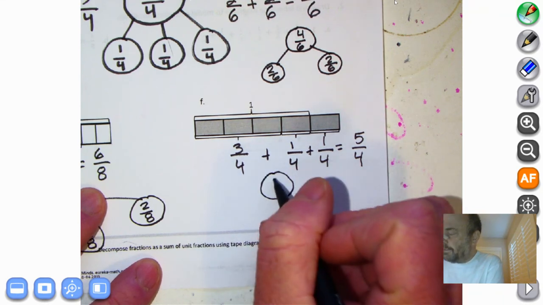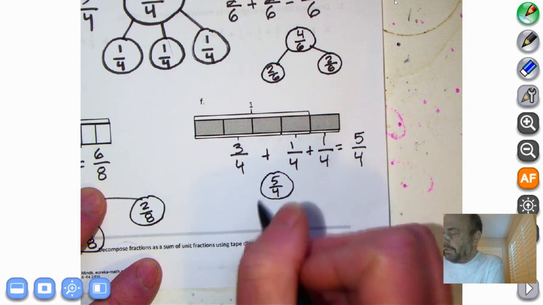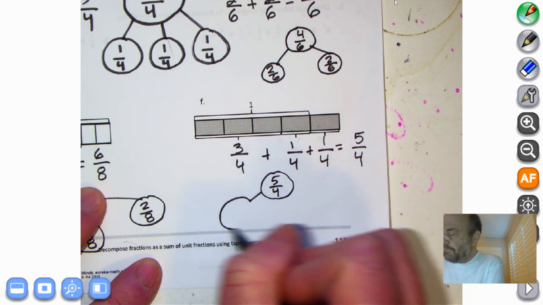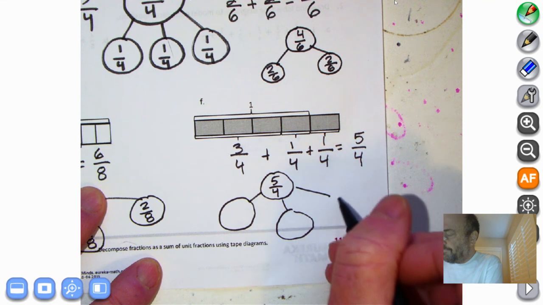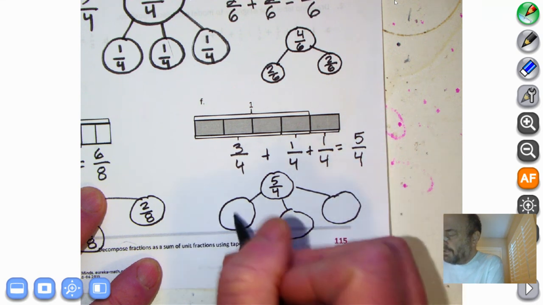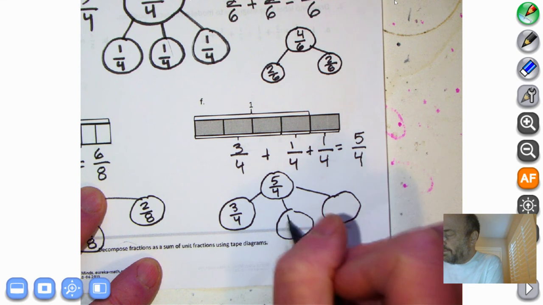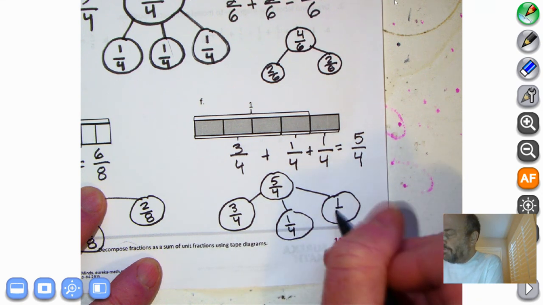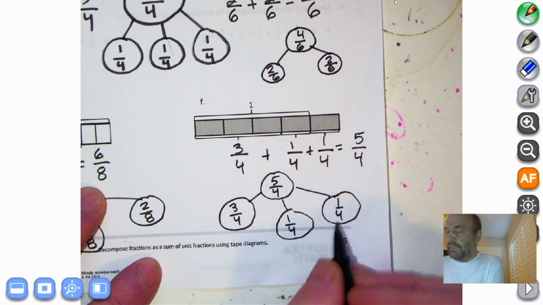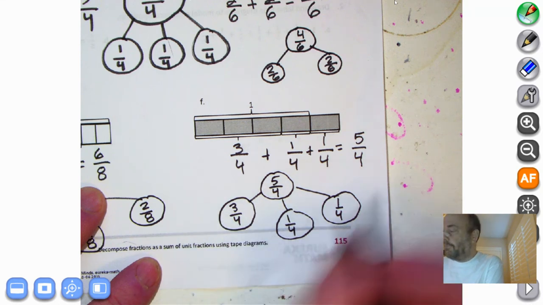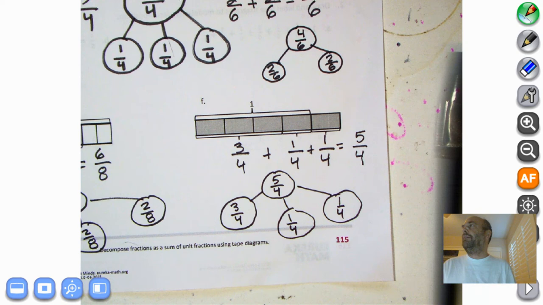of 5/4. And we broke it into 3 pieces. So we have 3/4 plus 1/4 plus 1/4. 3 plus 1 is 4. Plus 1 is 5. The denominator does not change. We only add the numerators to get 5/4. That concludes problem set part 1.